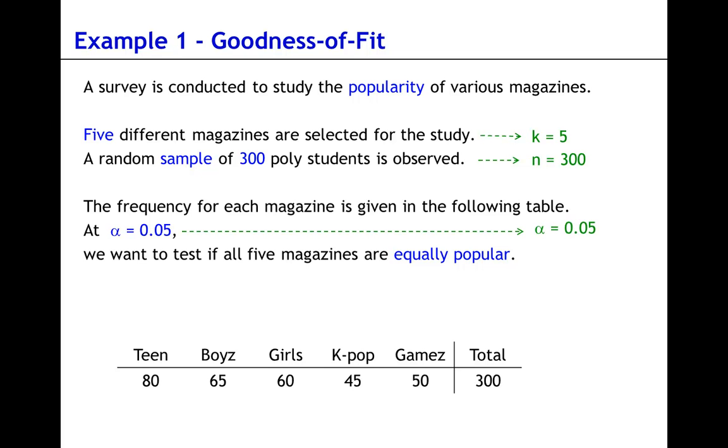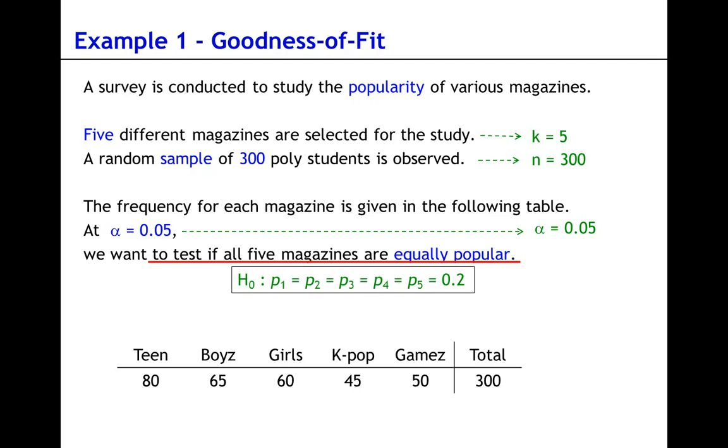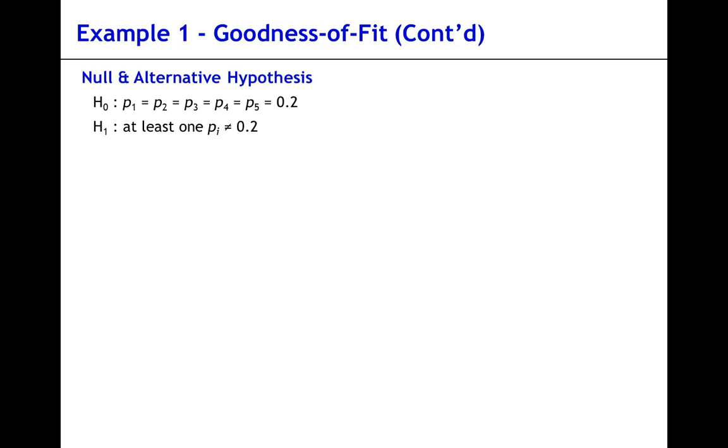Since we want to test if all 5 magazines are equally popular, our null hypothesis should state that the proportion of popularity for the 5 categories P sub 1, P sub 2 to P sub 5 are all equal and is equal to 0.2. The alternative hypothesis should then state the opposite, which is at least one of the P sub i's is not equal to 0.2. Based on the scenario, we came up with the null and alternative hypothesis.